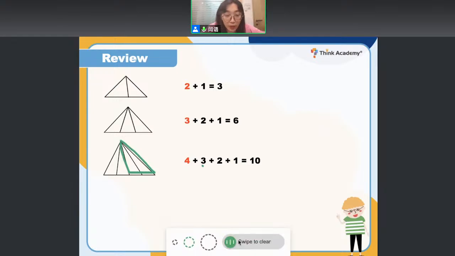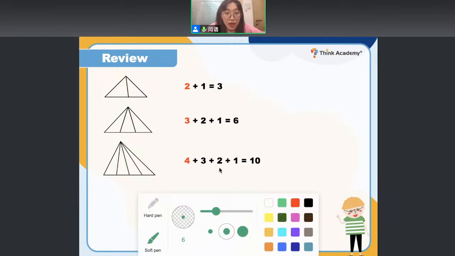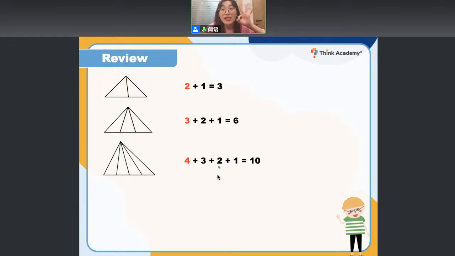And where can we get 2? For 2, now you try to combine 3 small triangles together. Now let's have a look. 1, 2, 3. So here we have 1, right? And can you find another one?